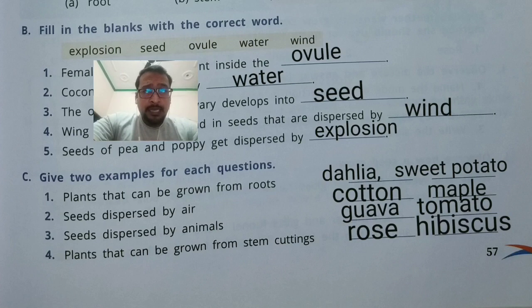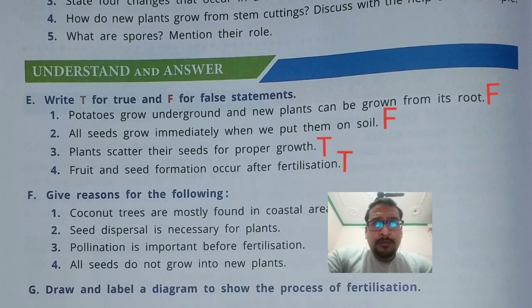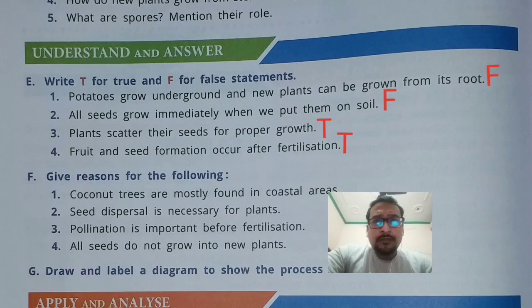Seed dispersal by animal: guava and tomato. Plant that can be grown from stem cutting: rose and hibiscus. So these are the questions given in your book. So we will do together with the give reasons, but before that let us do true and false.